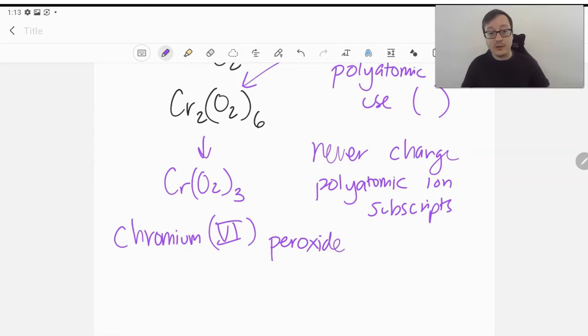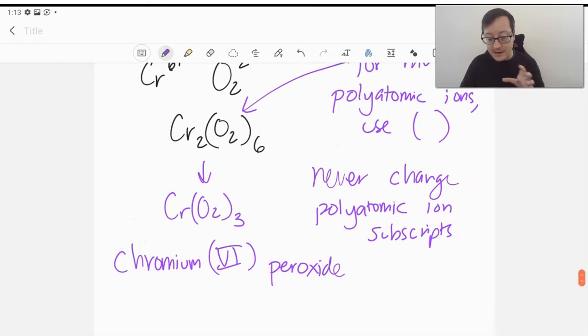Because peroxide is O2 2 minus, that's a polyatomic ion. Remember that we just need to remove the word ion from this. So we can't ever change the number within a polyatomic ion. So sulfate must always be SO4. That 4 can never change, in naming at least. So that's the last thing.